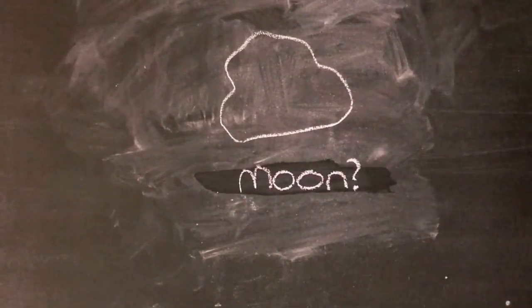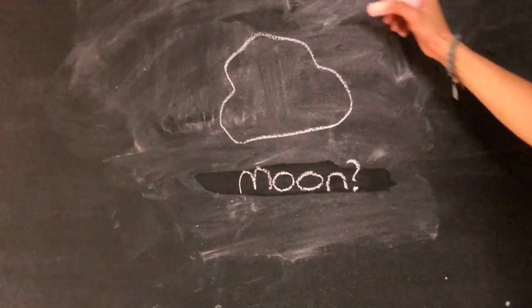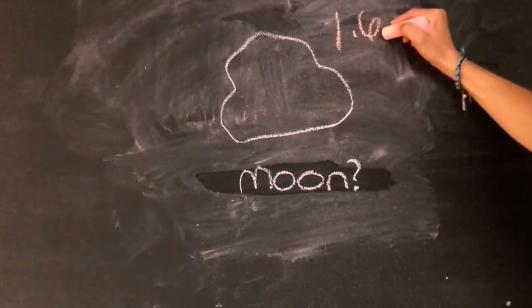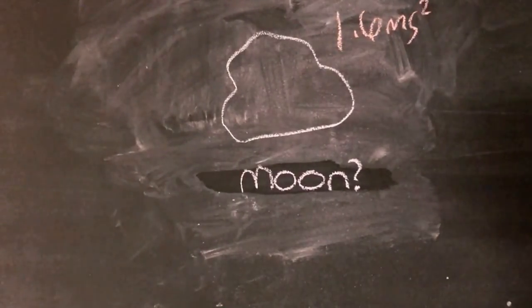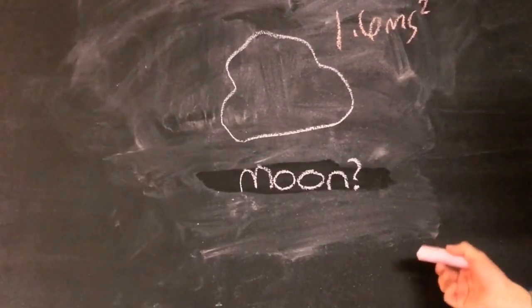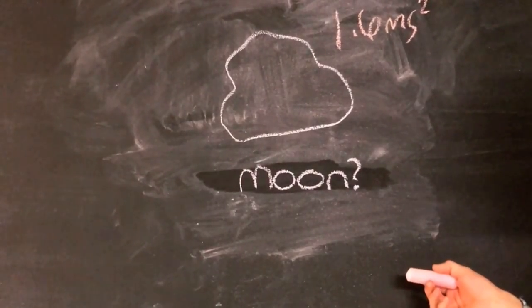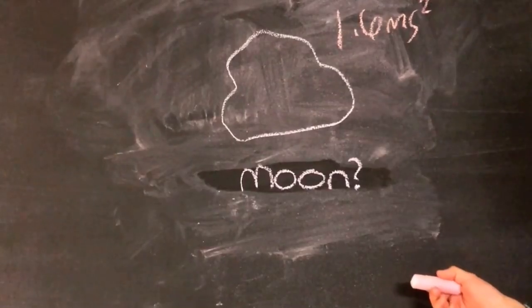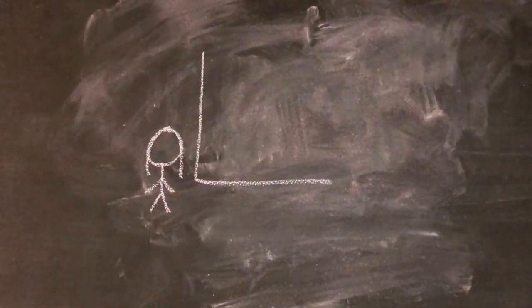Now, if you're on the moon, the gravity would be much different. See, the gravity on the moon is 1.6 meters per second squared. And as you can see, that is a significant drop compared to Earth's gravity, which is 9.8 meters per second squared. But wait, I thought there was no gravity on the moon. No, there is, just not a lot.